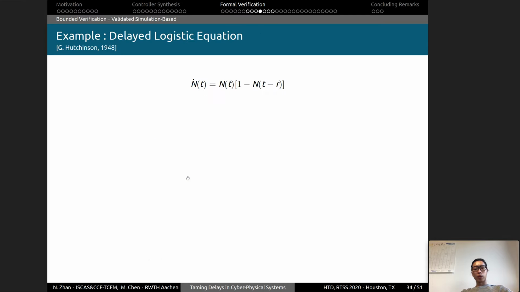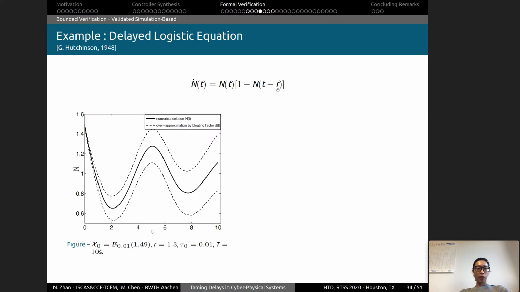This is an example known as the delayed logistic equation. It is used to model the population size of one specific species. Here, R models the delay subject to the reproduction age and due to some limited source of food. In this figure, you see a simulation and the over-approximation of the entire reachable set.